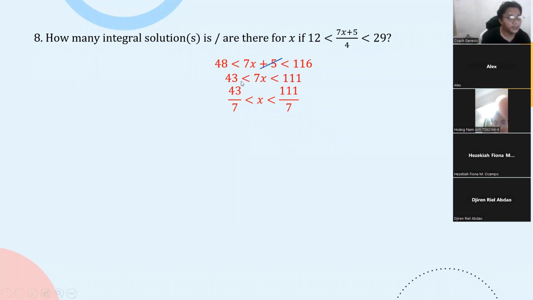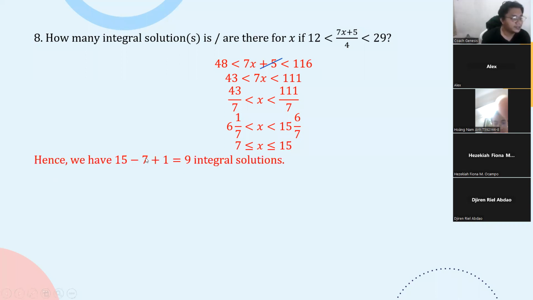Okay, so how do we count the number of integral solutions? We express them as mixed fractions. So you have x is greater than 6 and 1/7, but less than 15 and 6/7. Now we look at the integers close to these boundaries that follow the inequality. So that will be x is greater than or equal to 7, but less than or equal to 15. So hence, we have 15 minus 7 plus 1 is equal to 9 integral solutions.